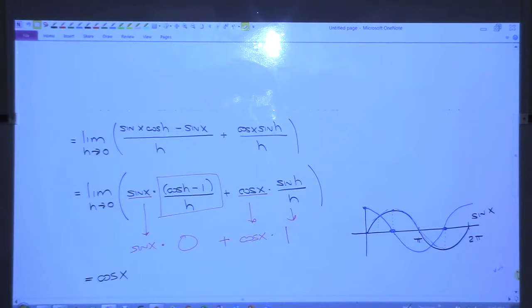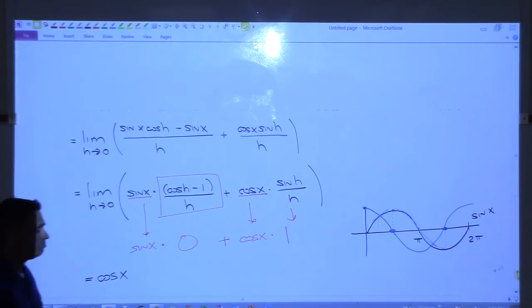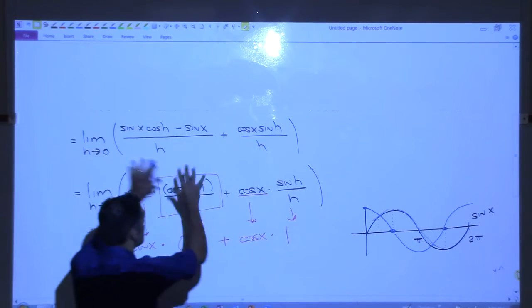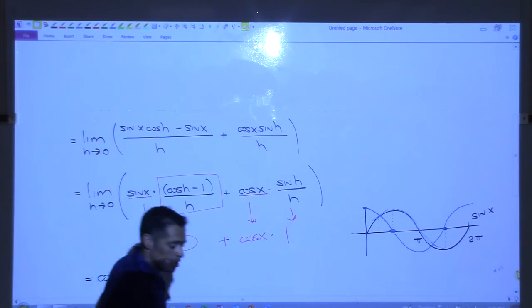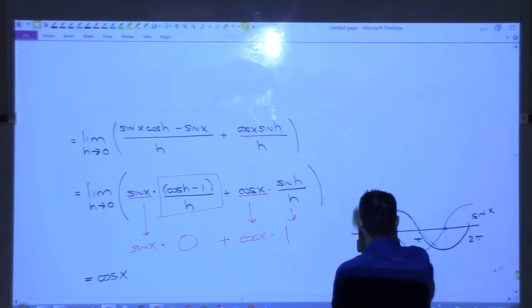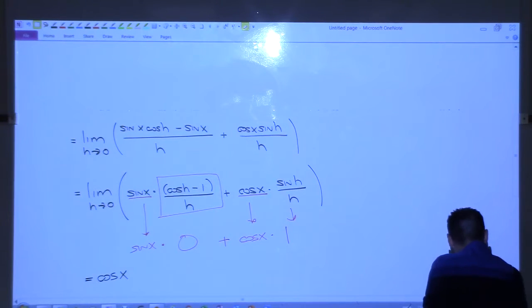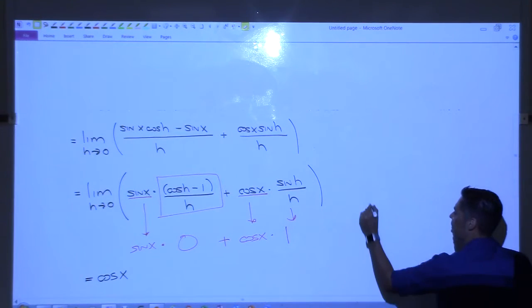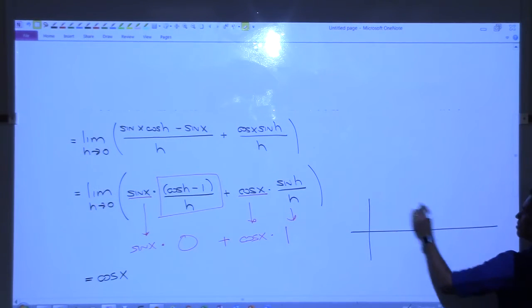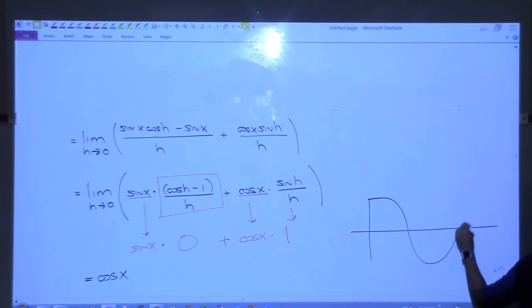Let's try it the other way around. Is the derivative of cosine x sine x? So we would have to go through this whole thing again, right? Well, let's just try and convince ourselves yes or no real quick. I'm going to grab cosine x right now. Cosine x looks like this. 2 pi, pi, right, like that. Okay, so wow, that's really not good.